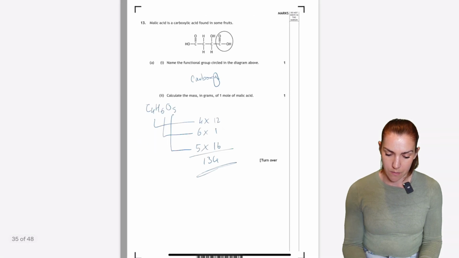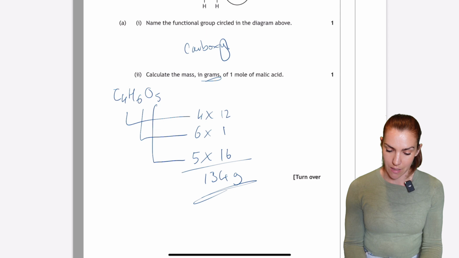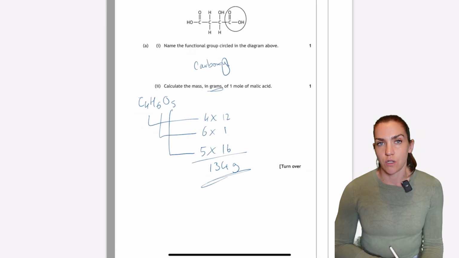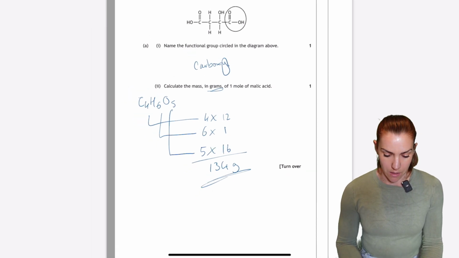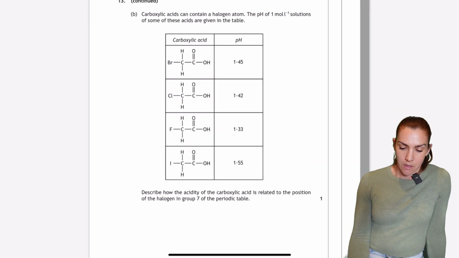Again, you don't need to put units because they're given in the questions, but if you do, you would just have to make sure that you gave the units as grams. If you gave the wrong units, then you would get a mark taken off. So then a problem-solving question here.